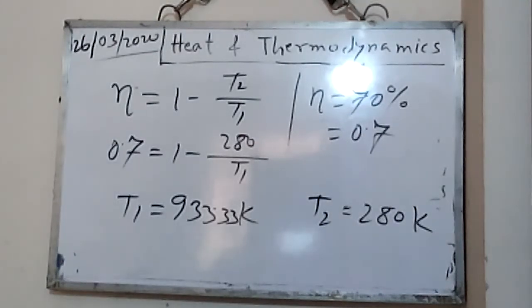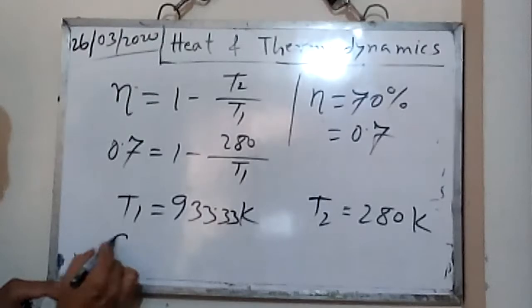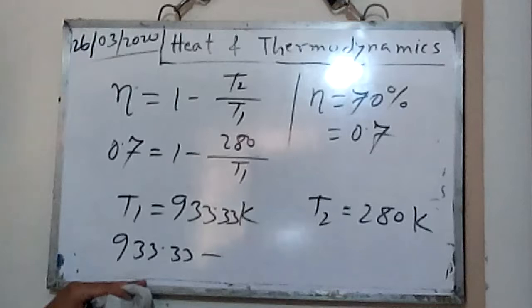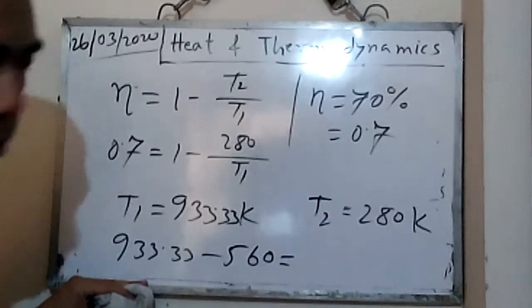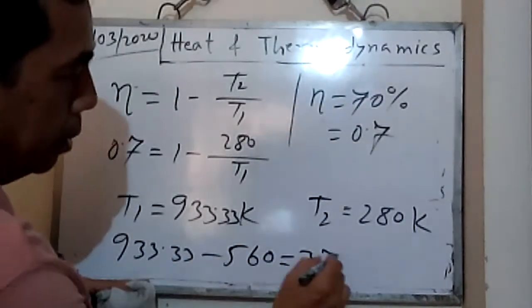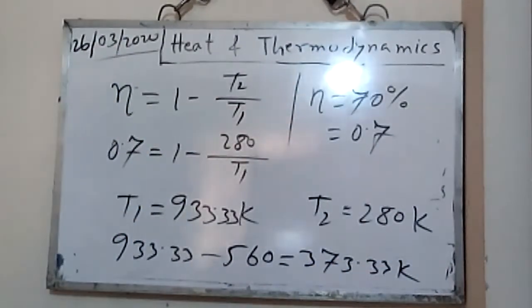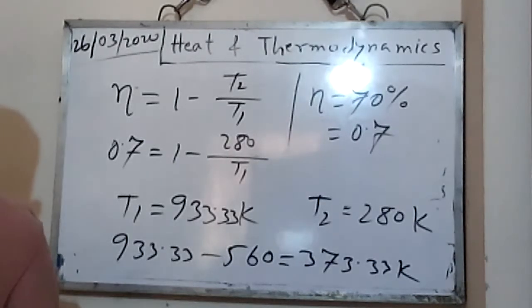Therefore, the temperature of the high temperature reservoir should be raised by 933.33 minus 560 equals 373.33 Kelvin. This is the answer of this question. Now, 373.33 Kelvin of temperature should be increased to get the efficiency 70%.